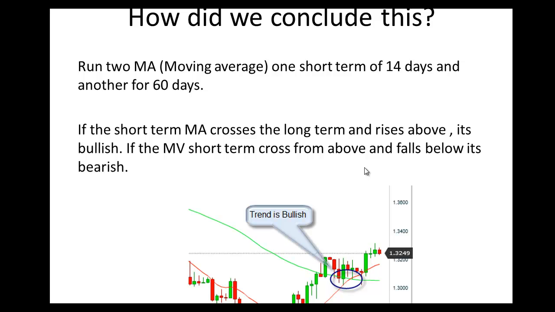This is basically just repeating what I said. The short-term average crossing the long-term average will indicate what kind of market we are in. If the short-term average crosses the long-term average from below to above, then it's a bullish market. If it crosses from above to below, then it's a bearish market. Anyway, what matters is that we are in a trend.